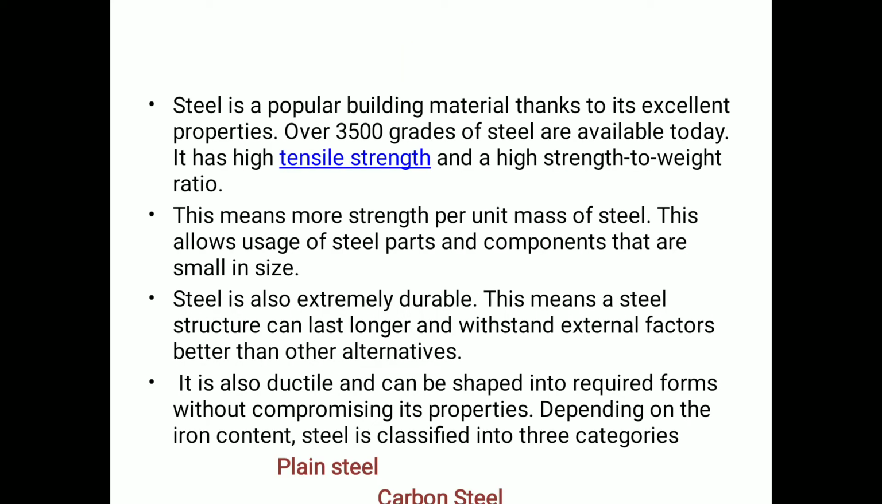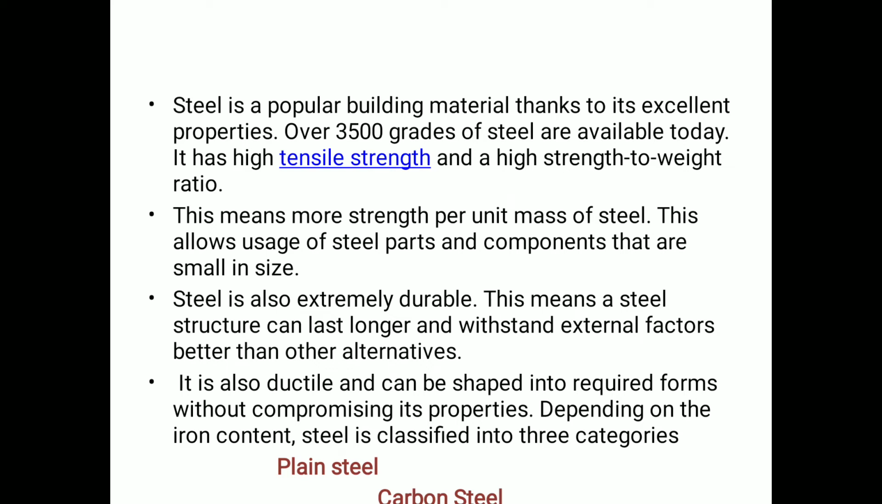Steel is a popular building material thanks to its excellent properties. Over 3500 grades of steel are available today. It has high tensile strength and a high strength to weight ratio. This means more strength per unit mass of steel. This allows usage of steel parts and components that are small in size. Steel is also extremely durable. This means a steel structure can last longer and withstand external factors better than other alternatives. It is also ductile and can be shaped into required forms without compromising its properties.